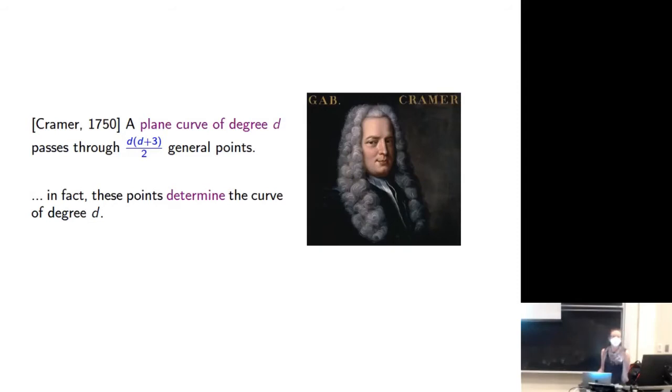Cramer, I just wanted to say one more thing about Cramer. Who's heard of Cramer's rule? Okay, this is Cramer. So Cramer's rule tells you how to write down solutions of systems of linear equations. I wonder why he was interested in that. This is the sort of problem he was working on.